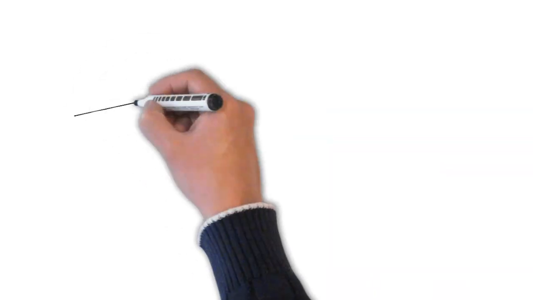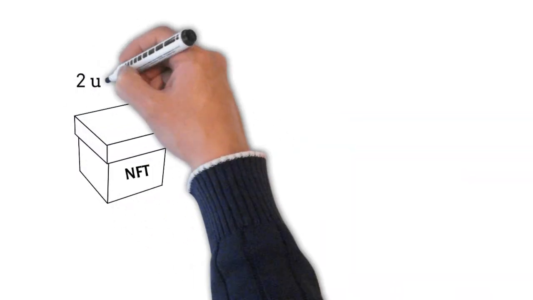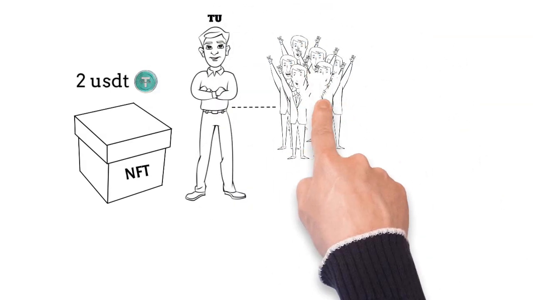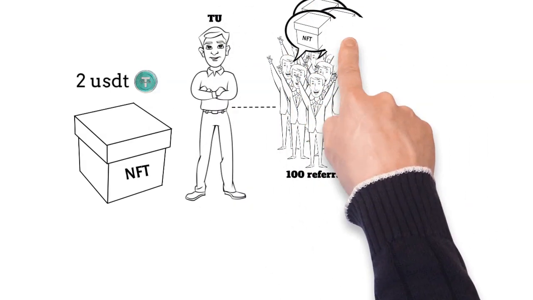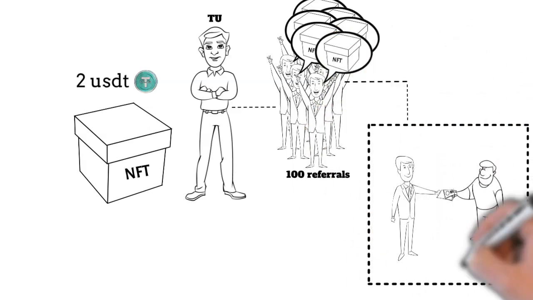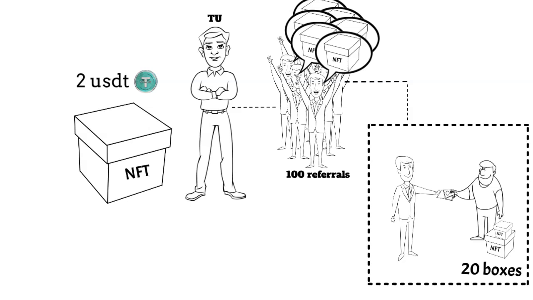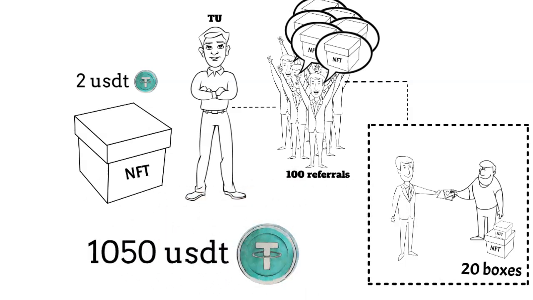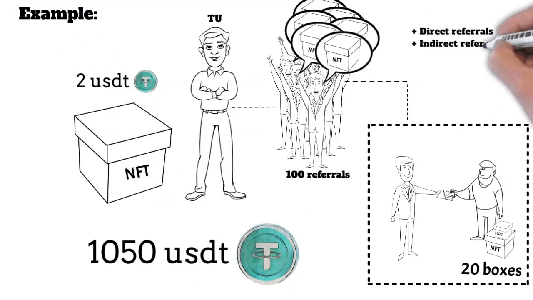For example, if you buy one box for 2 USDT and you have 100 referred users and each of them buys at least one box and also sells at least 20 boxes, your total commission can reach 1,050 USDT. And this is just a basic example. Now imagine scaling it.